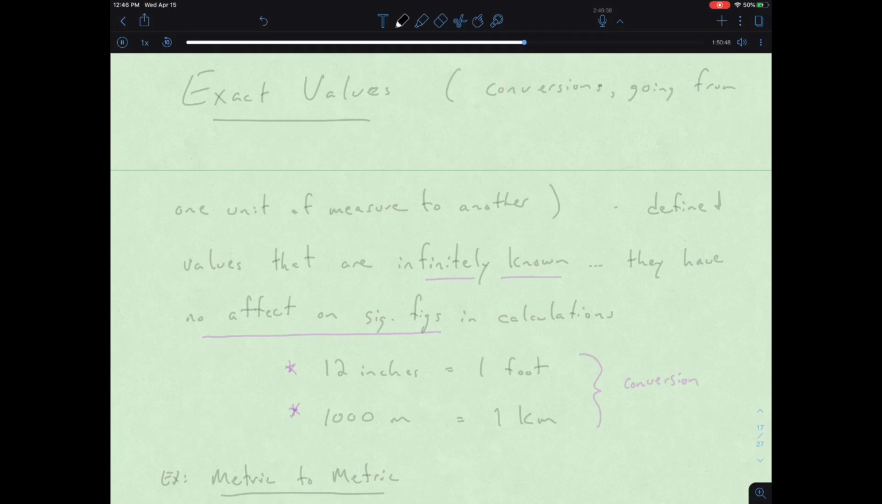A lot of times in these types of calculations, we're doing simple algebra like we're talking about here: multiplication, division, addition, subtraction. But we can also get more into conversions, and so that's why we need to look at exact values. I like to call this idea conversions, or going from one unit to another.